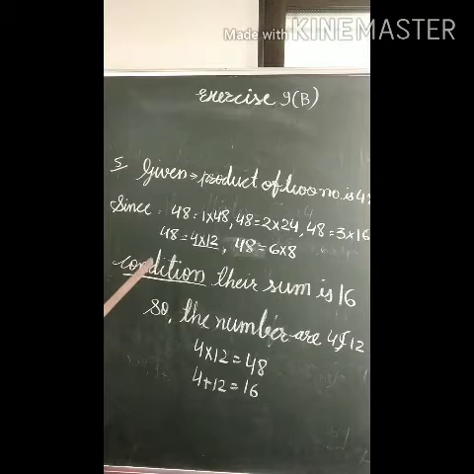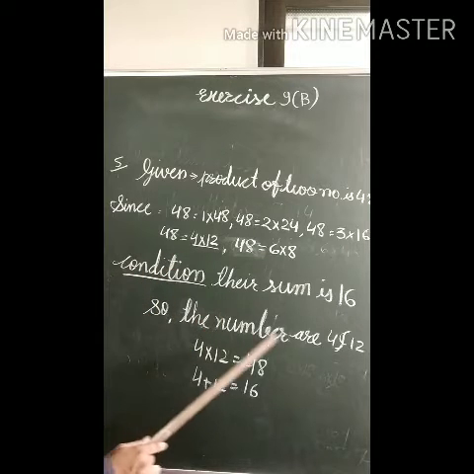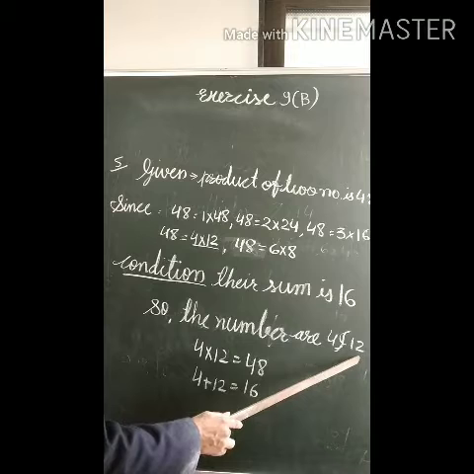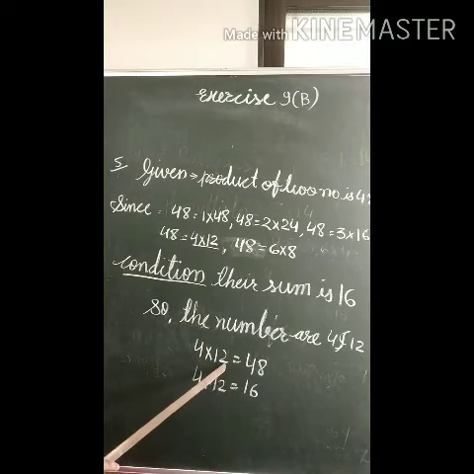This means this pair of numbers is satisfying both conditions. So the numbers are 4 and 12. It means the product of 4 and 12 is 48 and the sum of 4 and 12 is 16. So students, the answer is 4 and 12.